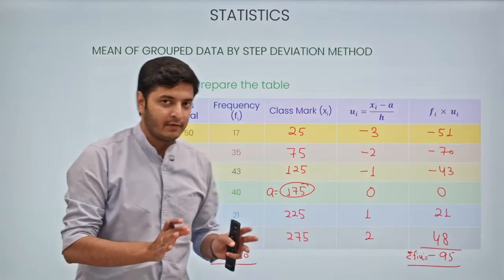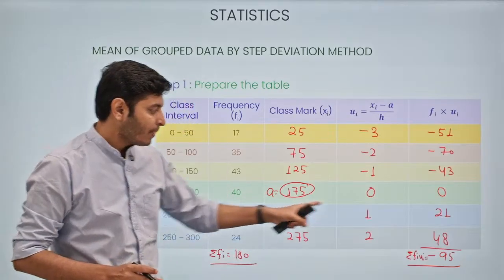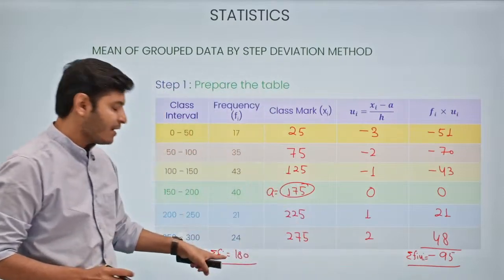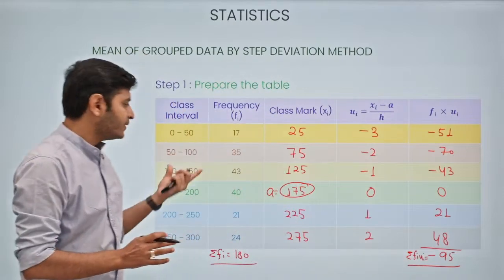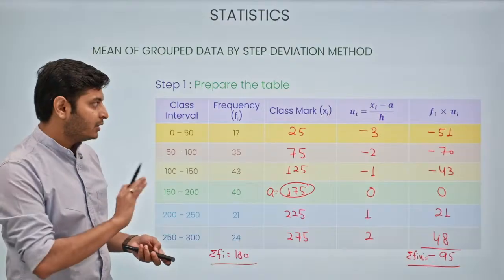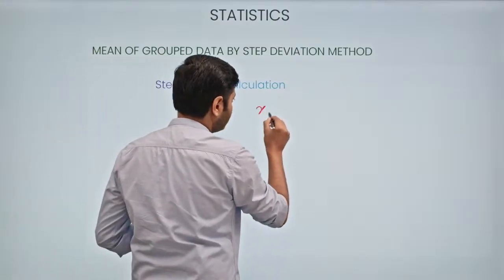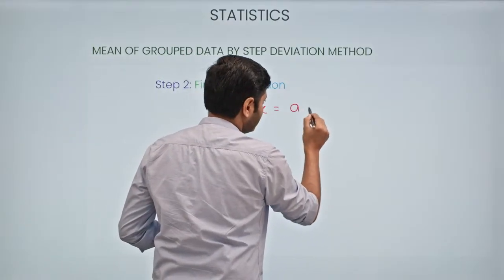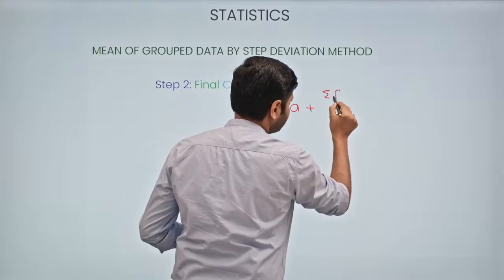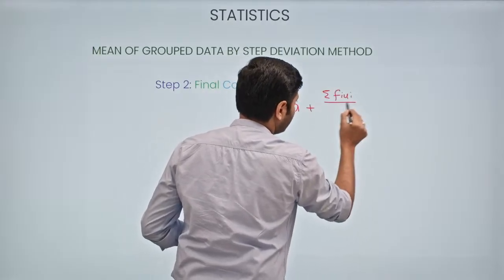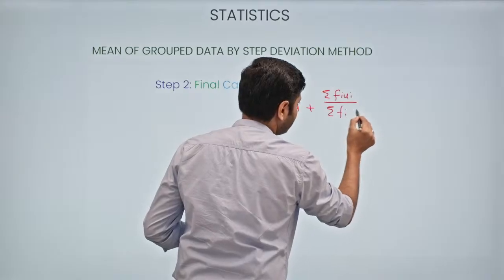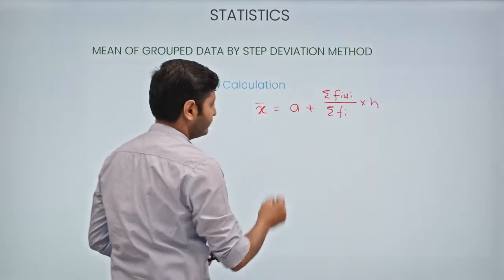Now we have everything that we need: a value, summation fi ui, summation fi, and h. H is fixed, 50. Now we are going to use our formula, so let me write down the formula. X bar is equal to a plus summation fi ui by summation fi into h.